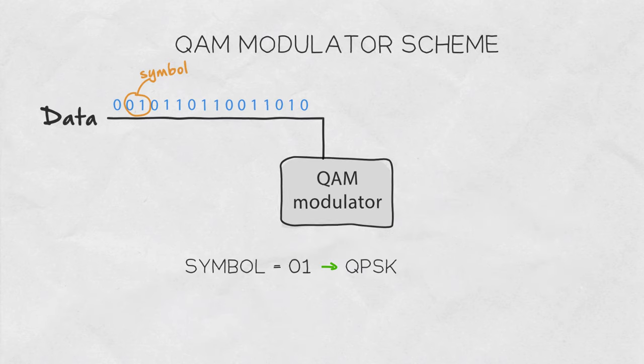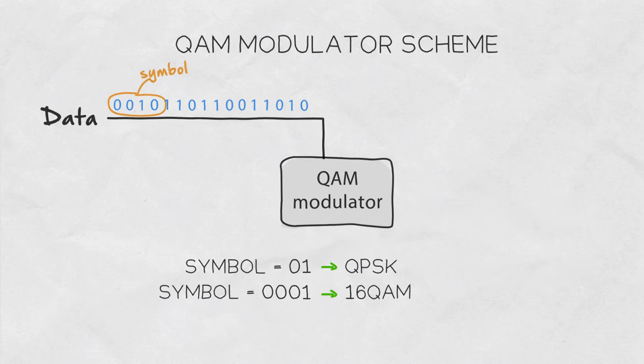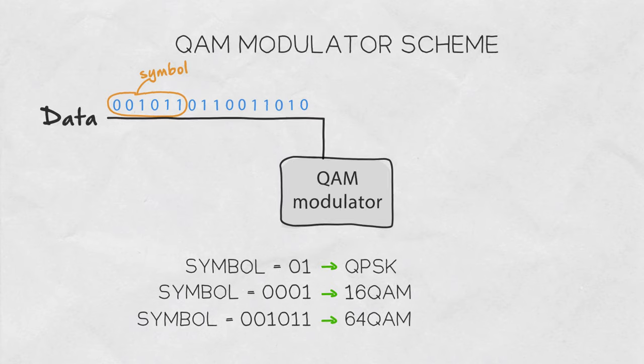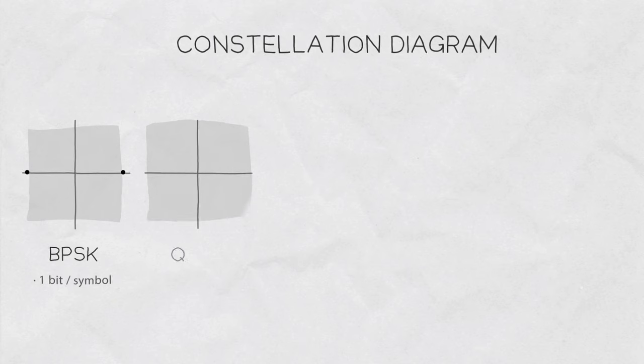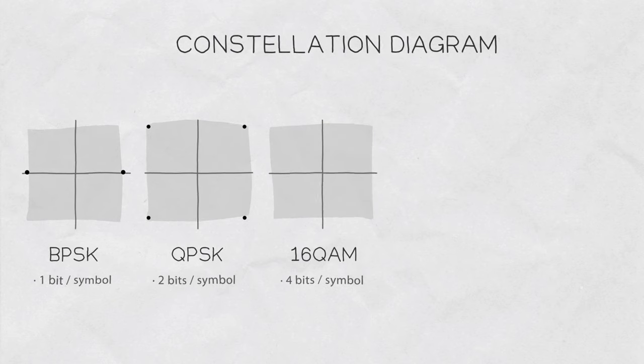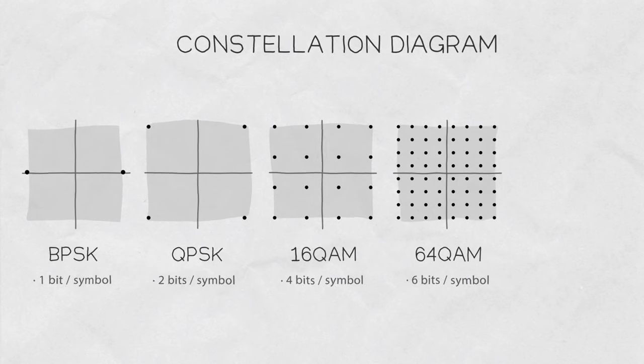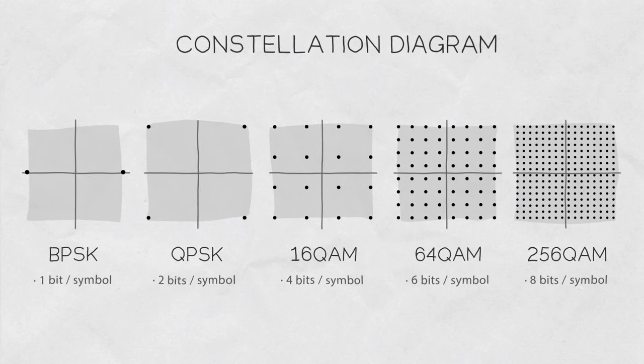The length of the symbol determines the QAM modulation depth and maximum number of symbols. The symbols can be mapped into a so-called constellation diagram. QPSK has four possible symbols with two information bits per symbol. 16 QAM has 16 symbols with 4 information bits per symbol. 64 QAM has 64 symbols, and so on.